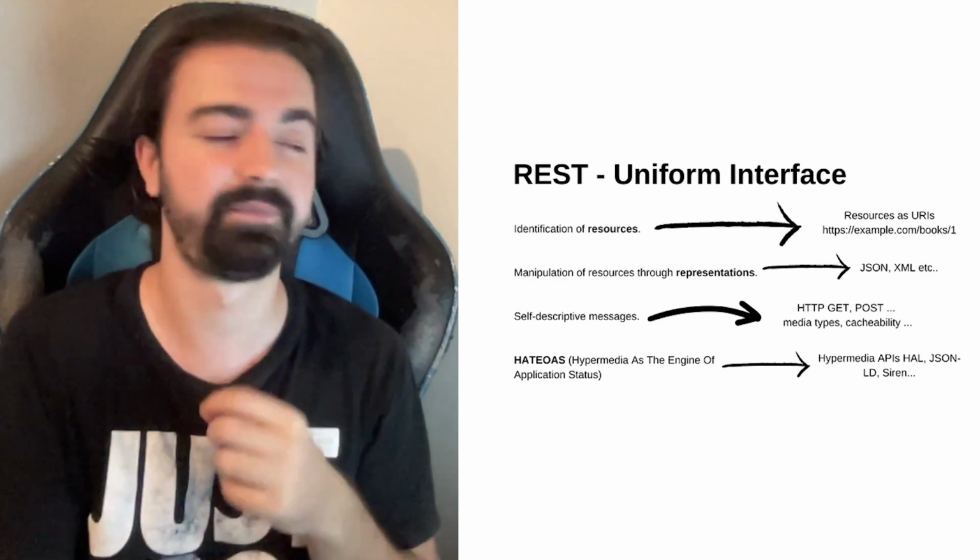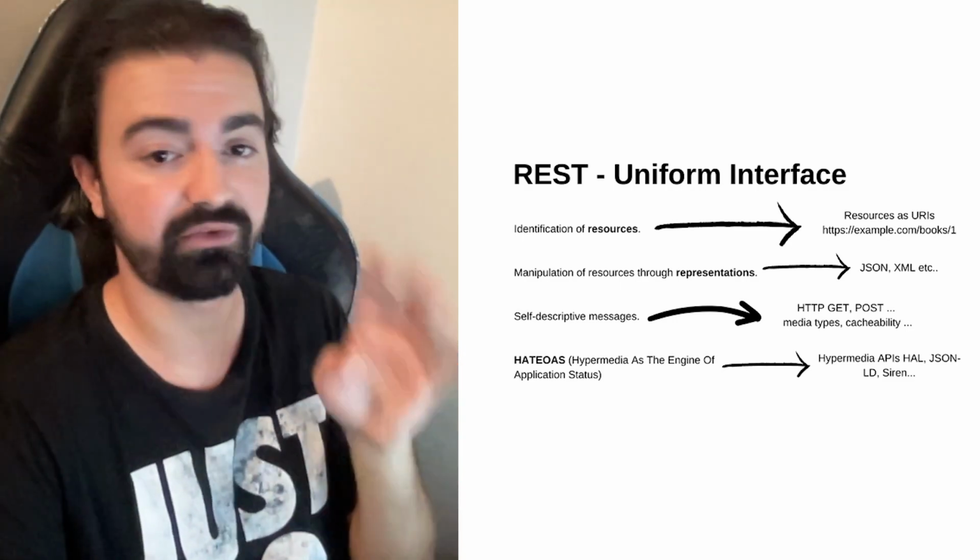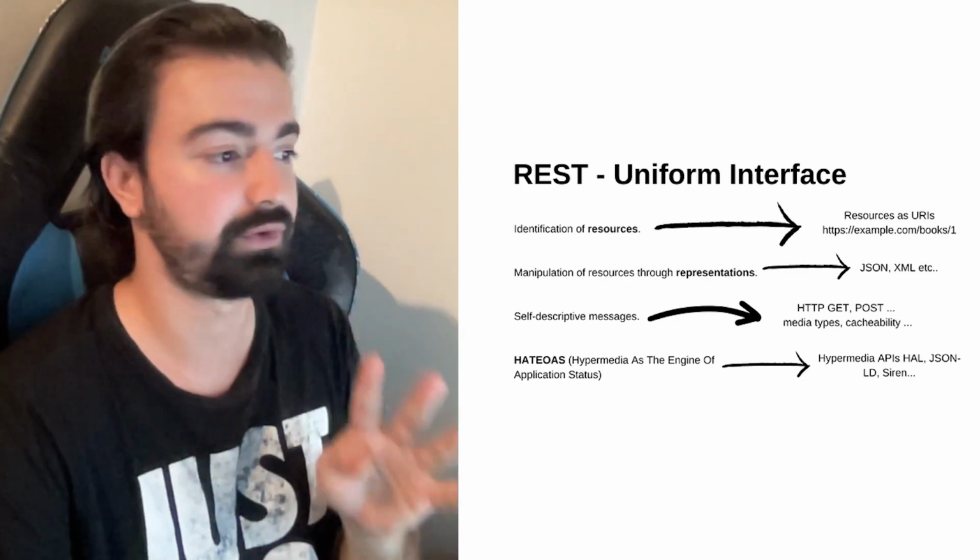A uniform interface allows the conversation between the client and the server to always be in one language. In this way, development becomes more standardized and proceeds in a logical way. For example, take a look at the image on the screen right now. As you can see, this is showing the 4 different features of the uniform interface.